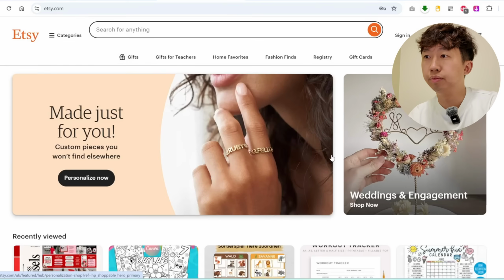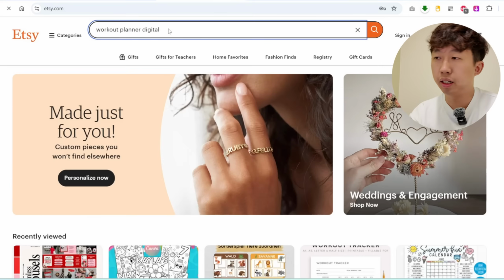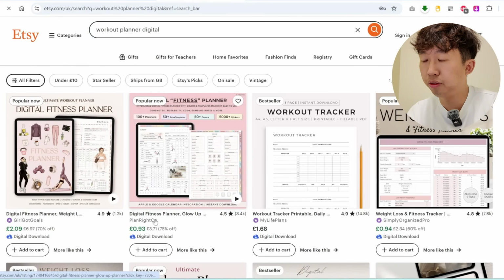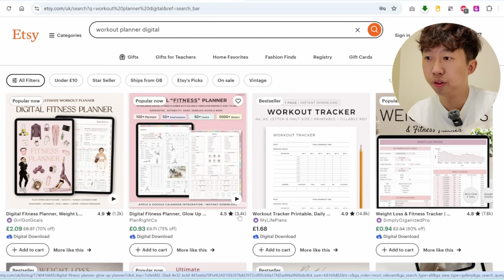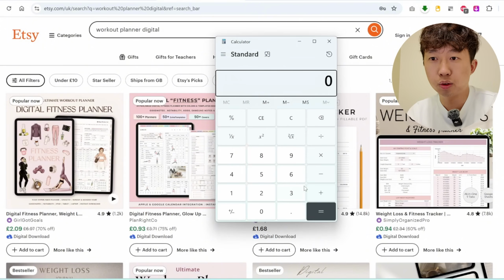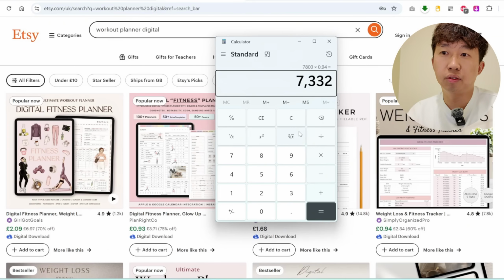If you go onto Etsy and let's just say you want to sell a digital workout planner, just something like that, workout planner digital, look how many there are, guys. Digital planner, fitness planner, glow up, 3.4k reviews for £1. This one's 1.2k reviews for £2. Like honestly, you just whip out the calculator. This one's 7.8k. This is 7.8k times 0.94. So they made about 7k off this thing here, this tracker. I don't know what it is, but yeah, 7k, guys.